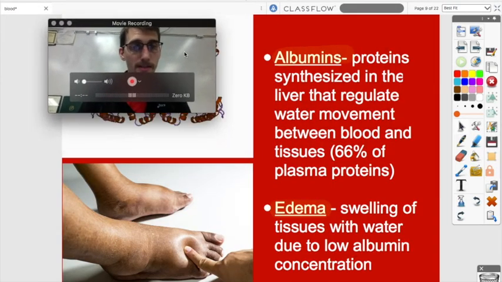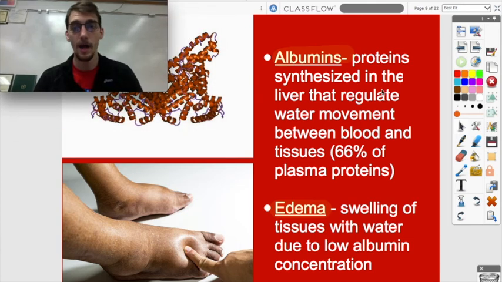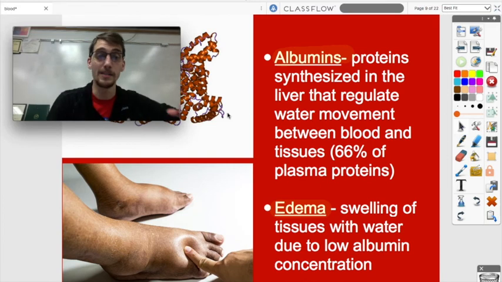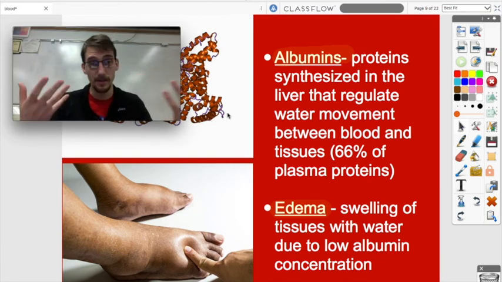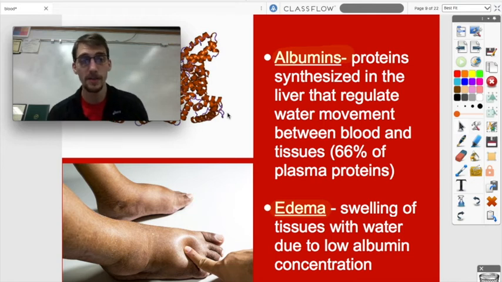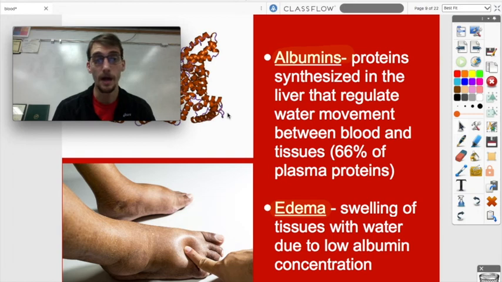So albumins are the main group of plasma proteins. In fact, 66% of plasma proteins are albumins. They're synthesized in the liver, and their job is to regulate water movement between the blood and tissues. So they have a very important job. They have to regulate osmosis in between tissues and the bloodstream. And there's actually a lot of water in your blood, and their job is to make sure not too much of it or not too little of it goes into surrounding tissues.